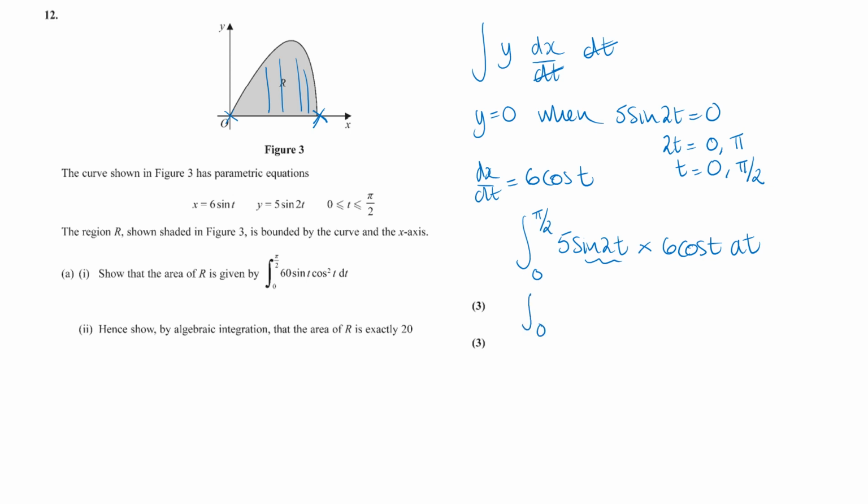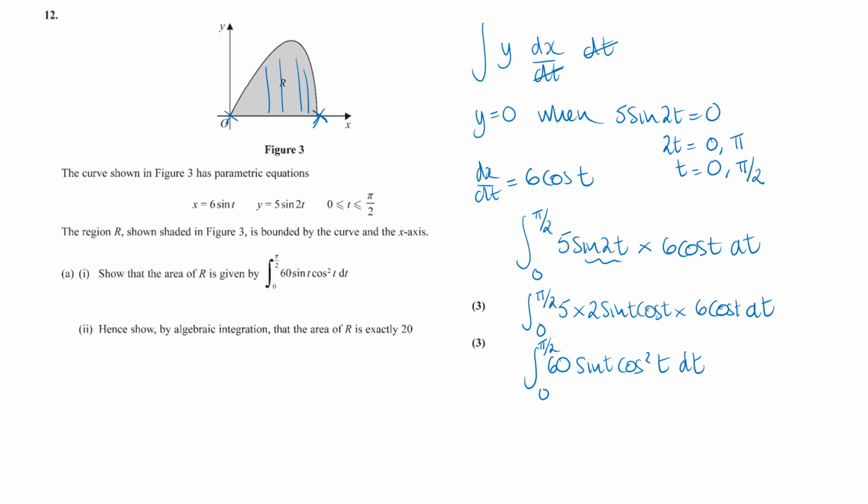So that's going to be 0 to pi by 2 of 5 sine 2t, which is 2 sine t cos t, times 6 cos t with respect to t, and then sort all your numbers out, tidy up. 5 times 2 is 10 times the 6, which is 60. We've got sine t and then cos squared t, and that's going from 0 to pi by 2 with respect to t.